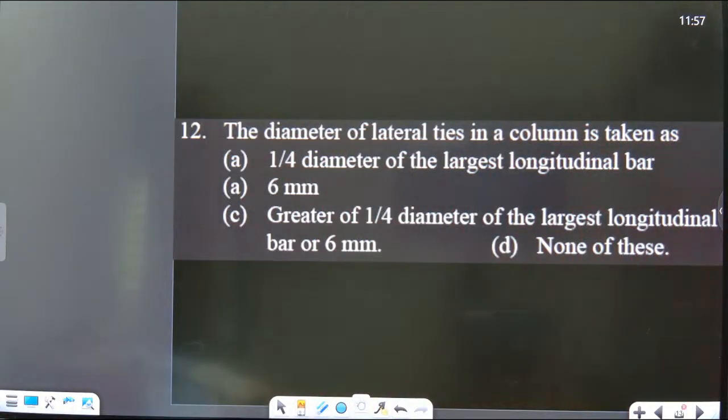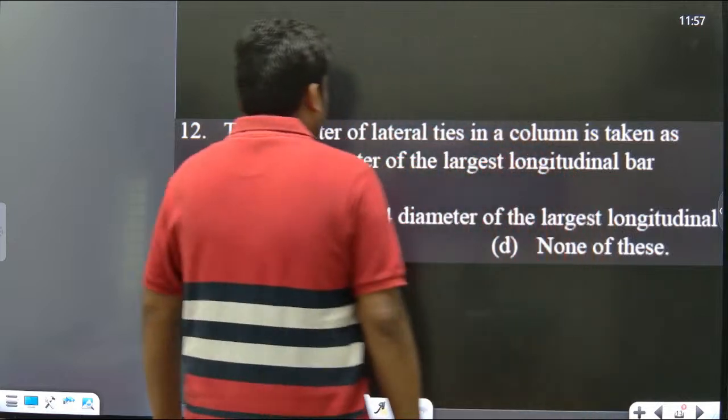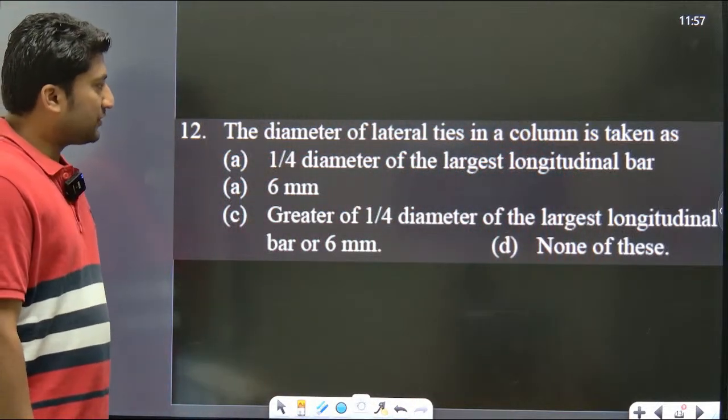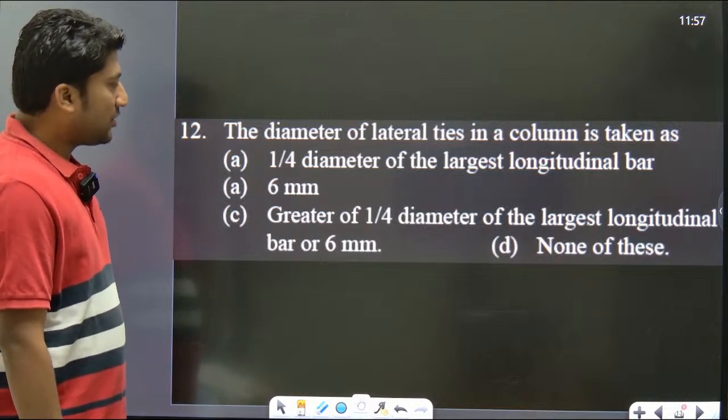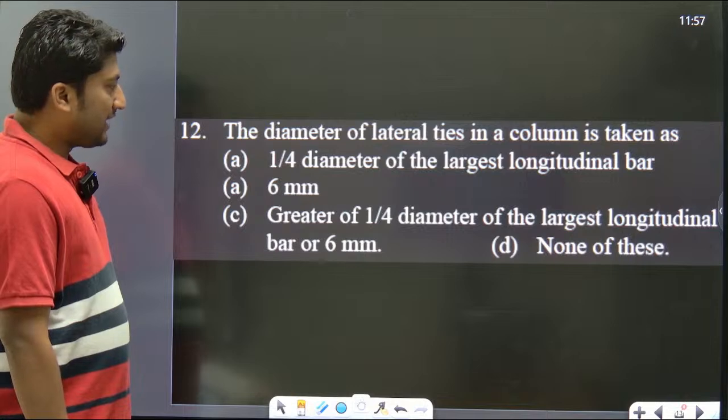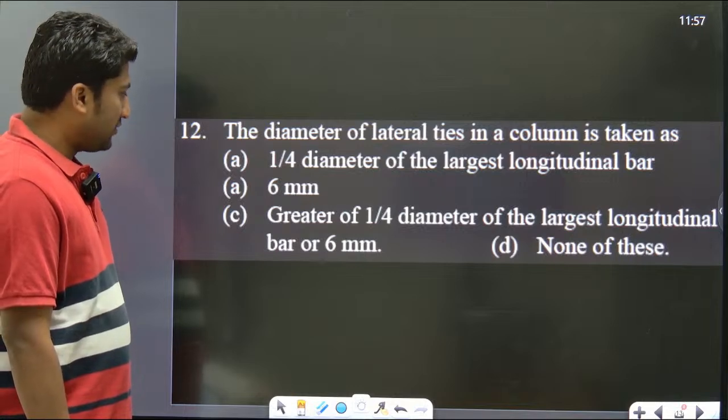What is the correct answer for this? Yes, look, the diameter of lateral ties in a column is taken as the greater of 1/4 of the diameter of the largest longitudinal bar or 6 mm.